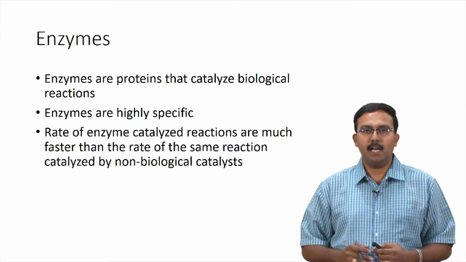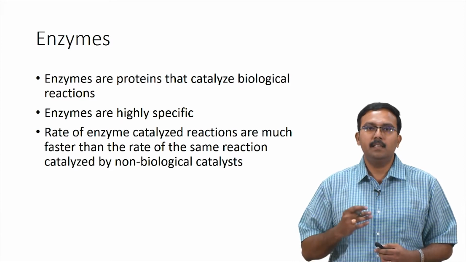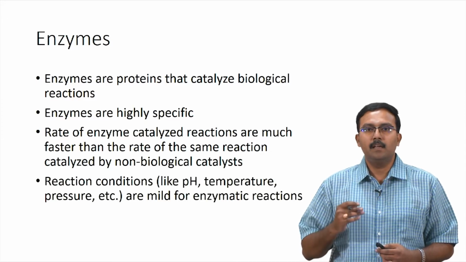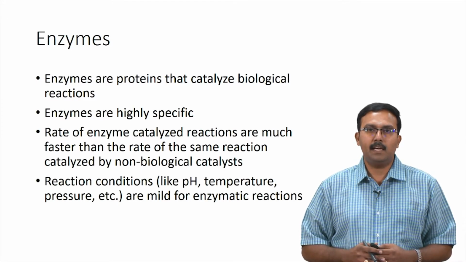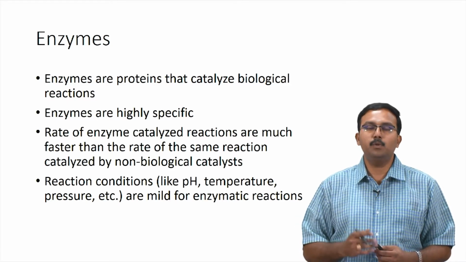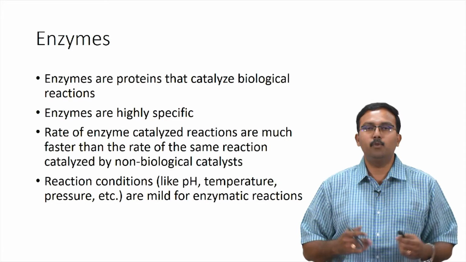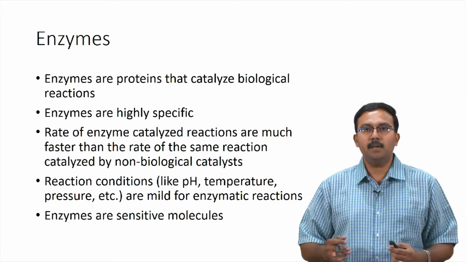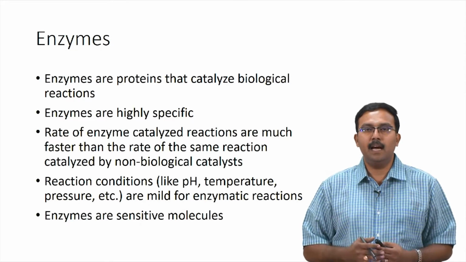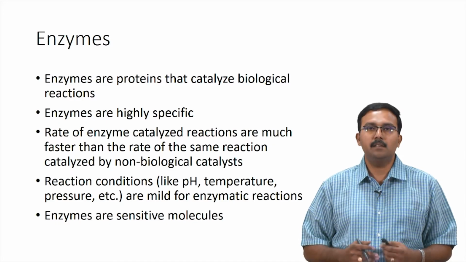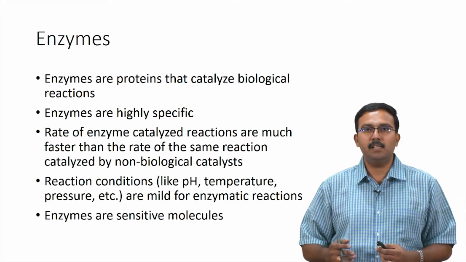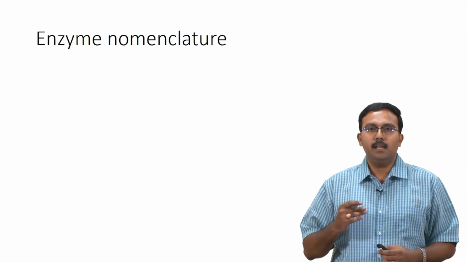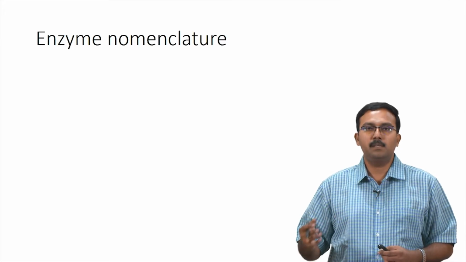The rate of enzyme catalyzed reactions is usually much higher than the rate of the same reactions which can be catalyzed by non-biological catalysts. The reaction conditions which are used for enzymatic reactions, such as pH and temperature, are usually mild because you do not want the enzyme to get denatured. The enzymes are very sensitive because extreme conditions in temperature or pH can easily damage or denature these enzymes, and for this reason most of the time reactions with enzymes happen at mild conditions which are closer to natural conditions.